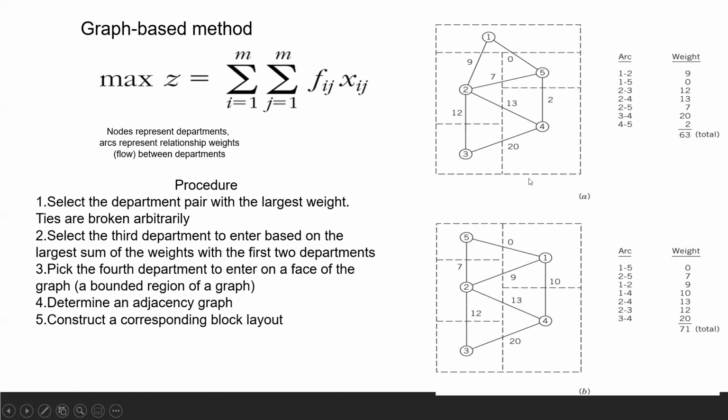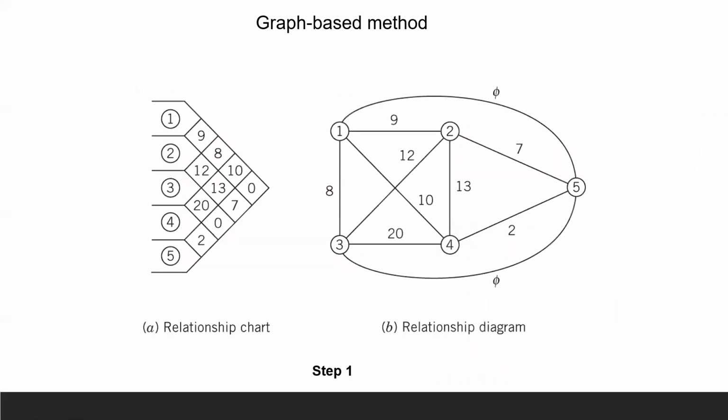Question. Ngayon, gawin natin siya. Okay, so sa graph-based method, kinukuha natin yung data mula sa relationship chart. So ito yung relationship chart. Dadalhin natin sa relationship diagram, map. Kita naman na kung paano 1 to 2. Ito yung initial layout natin. 1, 2, 3, 4. Okay? Question about this one sa relationship diagram? Kayang mag-translate?